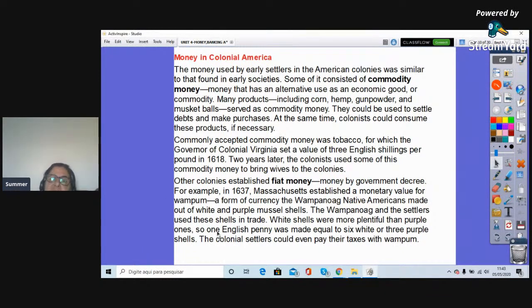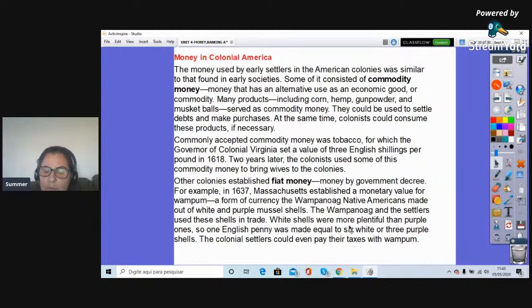After this, other colonies established something called fiat money. What is fiat money? It's money by government decree. Okay? Where the government says this money is worth this. For example, in 1637, Massachusetts established a monetary value for wampum. What is this? It's a form of currency that the Native Americans made out of white and purple mussel shells. Okay? The Native Americans and the settlers used these shells in trade. This is how we have fiat money.